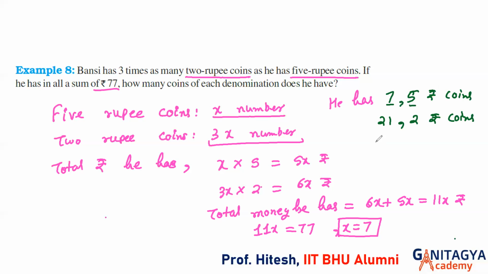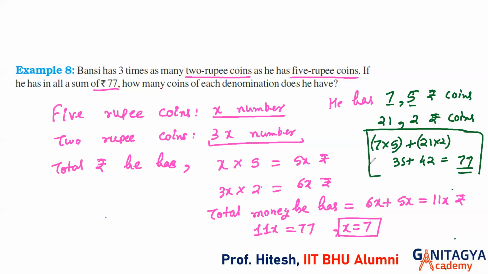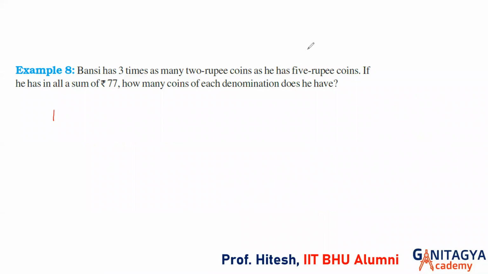So 7 into 5, 35 rupees with the help of 5 rupee coins, plus 21 into 2, that is with the help of 2 rupee coins. So this is 35 plus 42. It must be 77. Hence our answer is correct. It is just a check, only for our understanding, to check whether we have done it right or wrong. Okay, please write it down. This is very much clear. Now we will move to the next question.